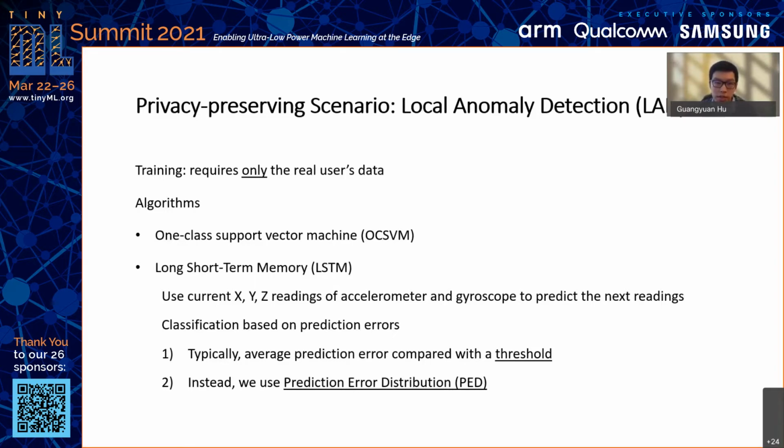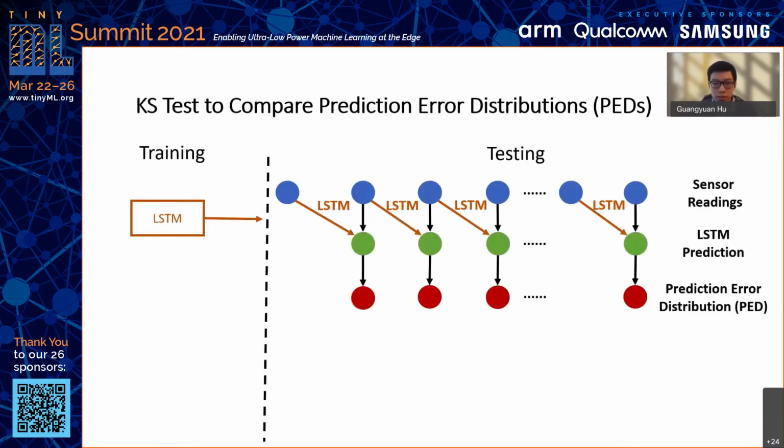To decide whether the testing sample is from the real user or not, the most straightforward way is to compare the average prediction error with a threshold. However, we show that using the prediction error distribution, or PAD, is critical to improve the accuracy. Here we show the workflow to use the statistical KS test to compare the PAD for classification. In the training phase, the LSTM cell learns to predict the next sensor reading. In the testing phase, the prediction errors can be observed by comparing the predictions with the real sensor inputs.